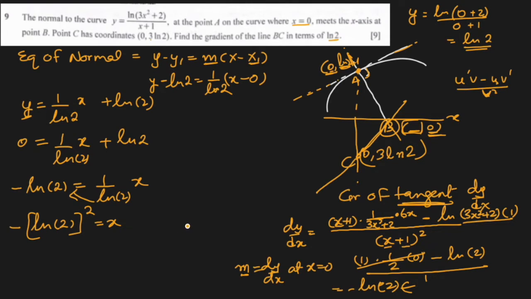so we cannot evaluate that simply. All right, they were asking to find the gradient of the line BC. Now we know the coordinates of B or C, both. So let me write here, this x coordinate is now negative ln 2 squared, and finally we can write the gradient here.